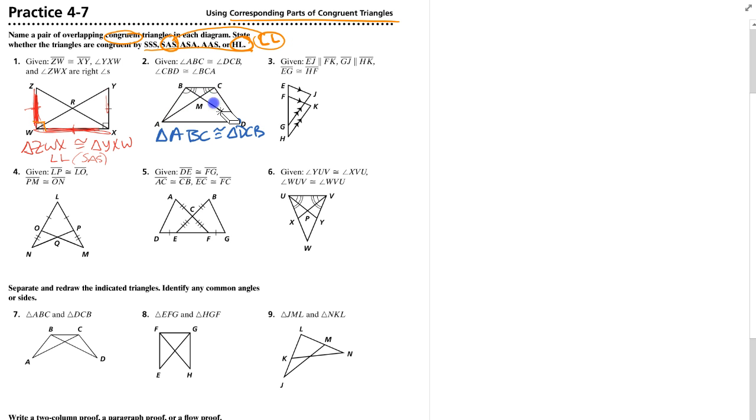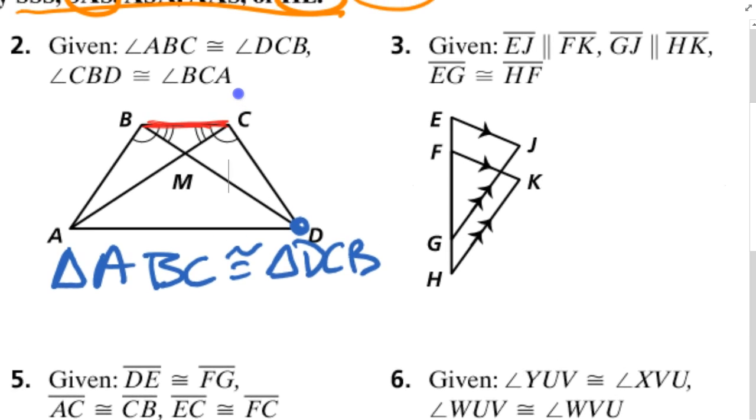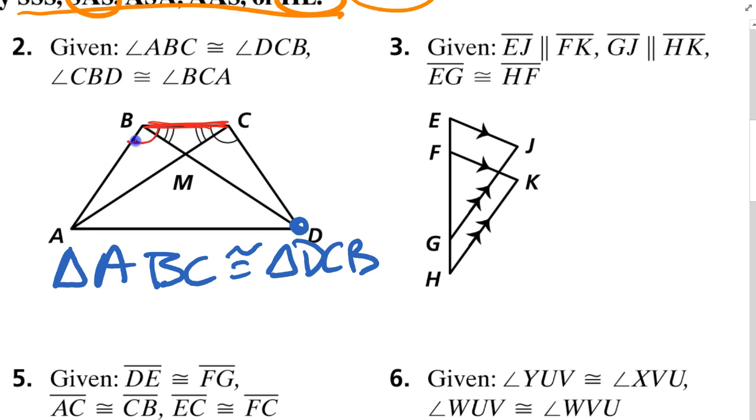Let me look. Since I have these overlapping triangles that share this side, when I zoom in here, I can see that I've got this big angle congruent to the one over here. And I also have this little angle congruent to the other side. So I can say that these are congruent because I have angle, side, angle.